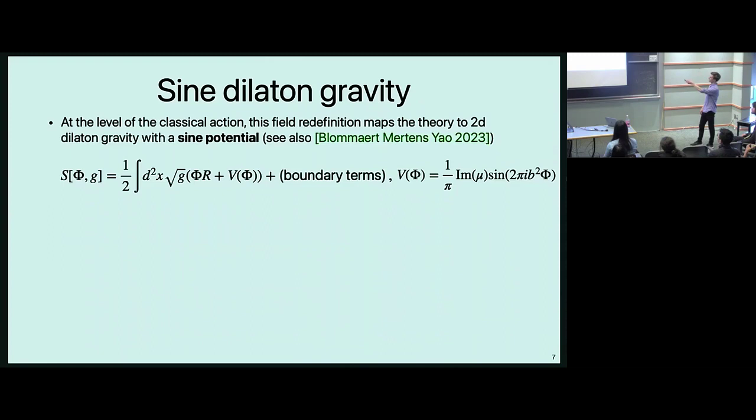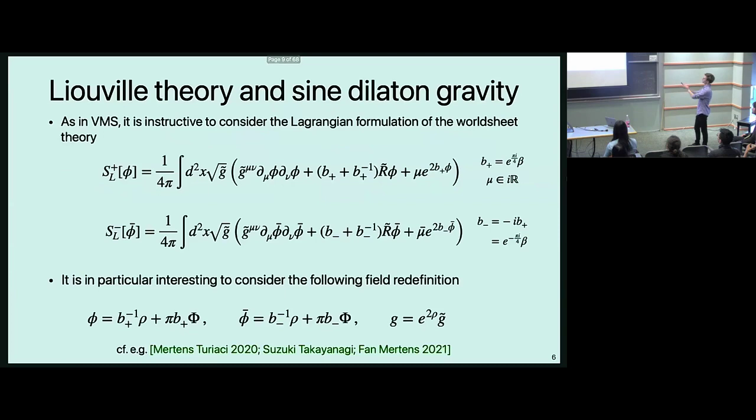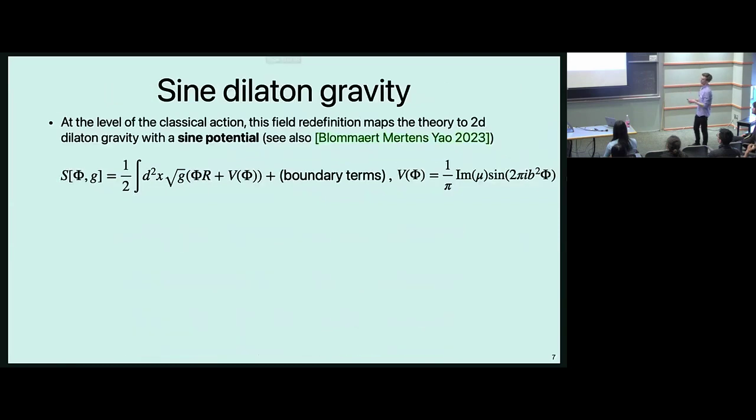A theory like this has shown up recently in a couple of very interesting papers by these folks. And the action is very similar to the sinh dilaton gravity that Victor wrote down this morning, except now the potential for the dilaton is a sine. And I write pi i b squared because in the situation that b has this funny phase, then b squared is pure imaginary. So the argument of the sine is real.